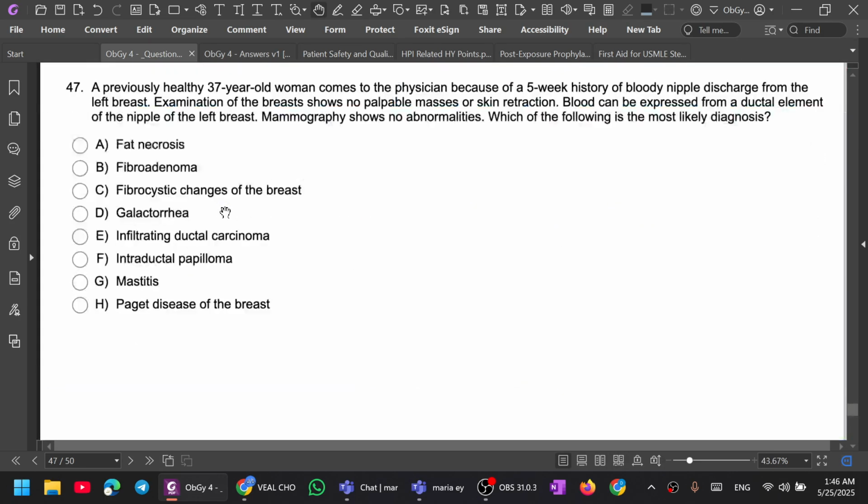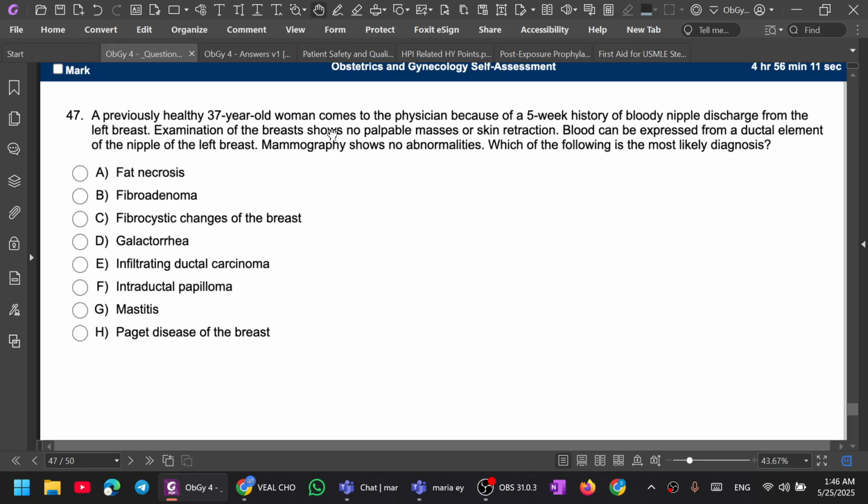A previously healthy 37-year-old woman comes to the physician because of a 5-month history of bloody nipple discharge from her left breast. Examination of the breast shows no palpable masses or skin retraction. Blood can be expressed from a ductal element of the nipple of the left breast. Mammography showed no abnormality. Which of the following is the most likely diagnosis?